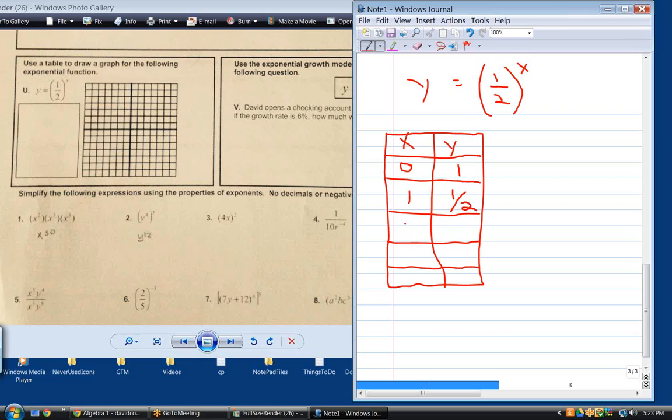Okay. Next, let's try 2 for x. Now we have to do a little math. What's y when x is 2? In other words, what is 1/2 times 1/2?